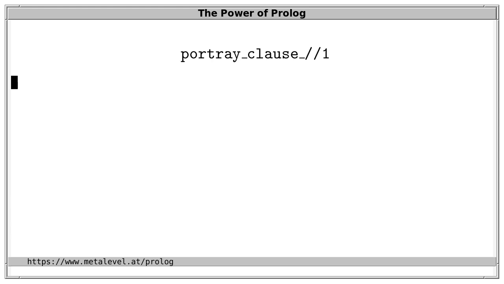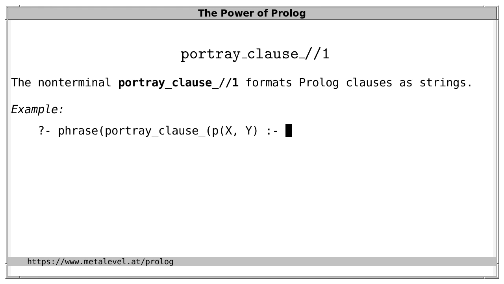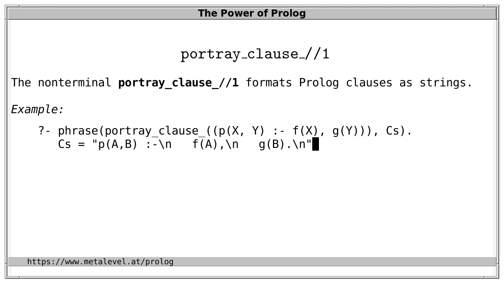Another useful predicate for describing output is called portray_clause//1. And as the name already suggests, it describes formatted Prolog clauses as strings. For instance, we can say portray_clause(p(X,Y)) holds if f(X) holds and g(Y) holds. So that's a Prolog clause, specifically a rule, and we use round brackets for the argument to make it valid Prolog syntax, and we relate this clause to a list of characters Cs. And in response, we get a formatted version of the clause using indentation, new lines, and also a dot at the end. So that's the non-terminal.